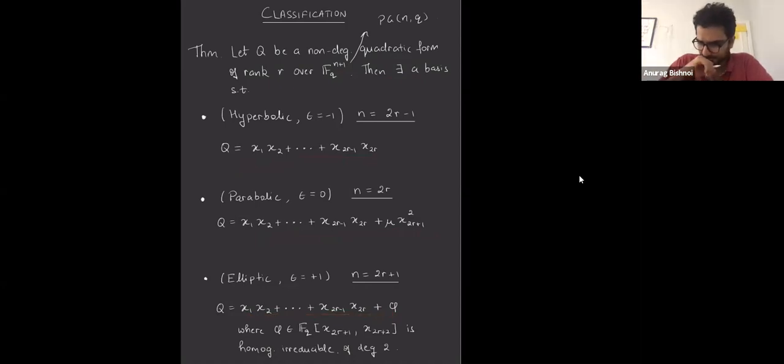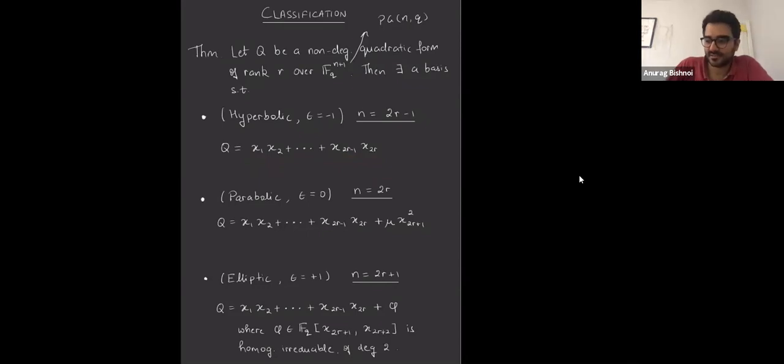And what are these forms? The first one is known as the hyperbolic form, which has some parameter, which will come in the next slide, where we talk about counting the number of points on a quadric and the number of lines. Then we will see what this parameter is. So ignore this for now. Okay, so the first case is that this projective dimension n is equal to twice the rank minus 1. So it's an odd number. And our quadratic form is given by this equation: x1 x2 plus x3 x4 plus x5 x6, and so on till x_{2r-1} x_{2r}.